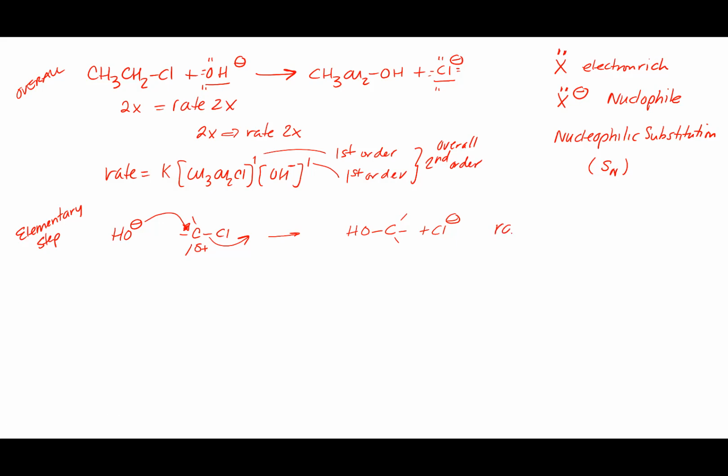And so what I say here is, well, that rate would be some rate constant times the concentration of hydroxide times the concentration of my alkyl halide, and since there's one molecule of each, I would raise that to the first power. I can only do this for elementary steps of my mechanism. Everybody with me so far?